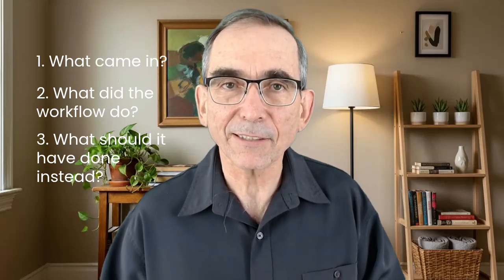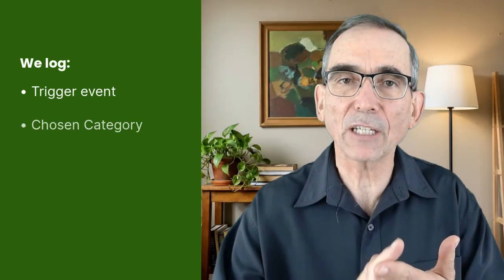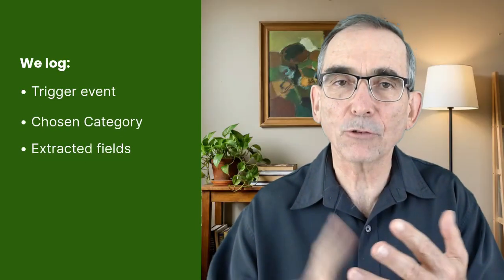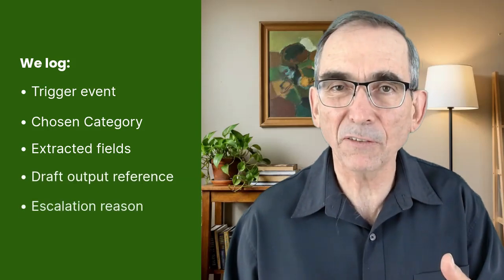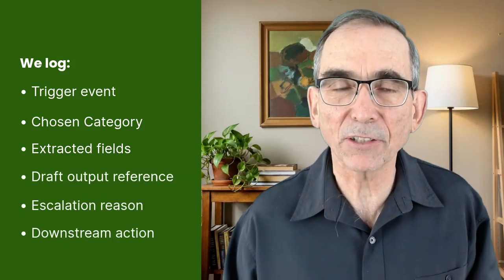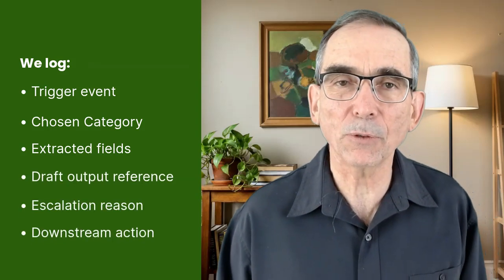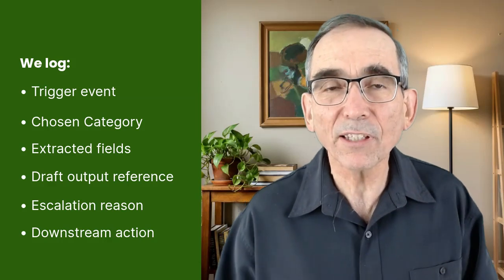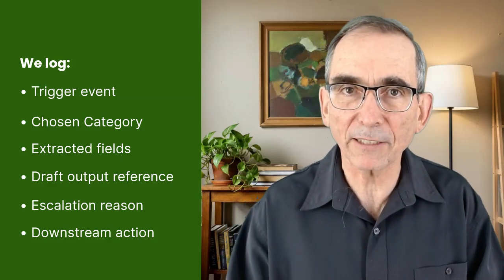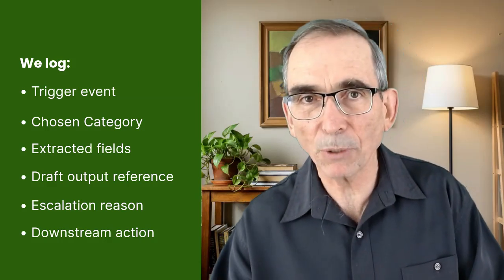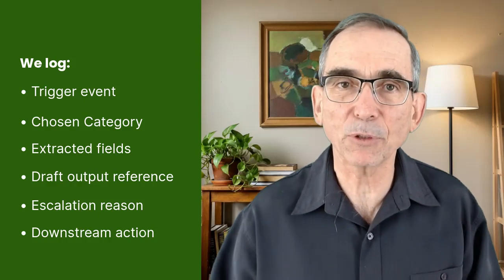When something looks wrong, the team needs to answer 3 questions quickly. What came in? What did the workflow do? And how should we have done it instead? So we log the trigger event, the chosen category, the extracted fields, the draft output reference, the escalation reason, if any, and the downstream actions, such as a task created or notification sent. With this record in place, fixes are usually practical. Adjust the rule, refine a template, correct a mapping, or add an exception type.